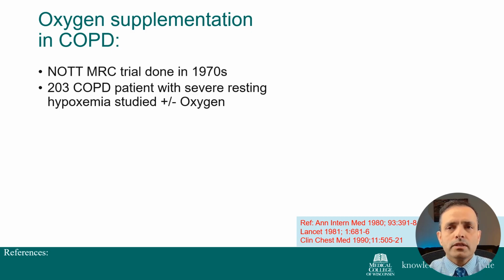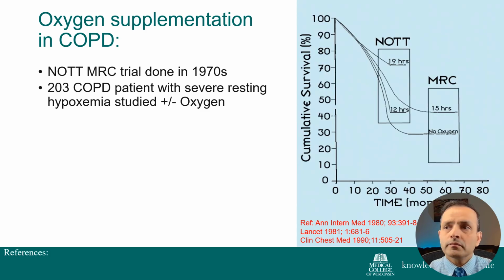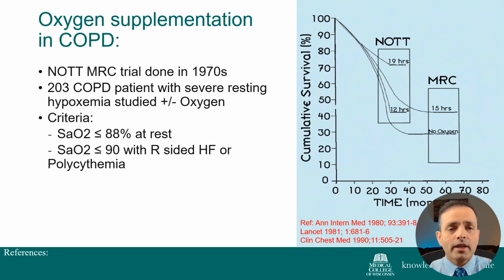So the NOT, or MRC, trial was done in the 1970s and published in the Annals in 1980. It included 203 COPD patients with severe resting hypoxemia, and they were studied on plus or minus oxygen. The criteria was what we just talked about: saturation equal to 88 or less at rest, or less than 90 in somebody with right-sided heart failure or polycythemia.